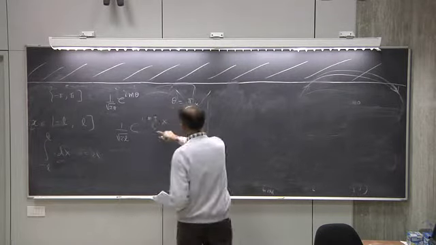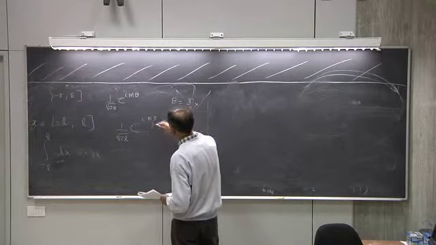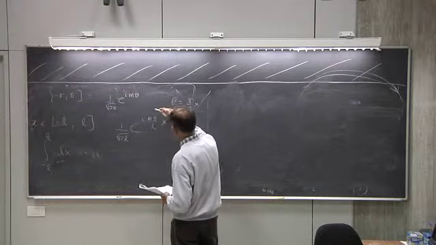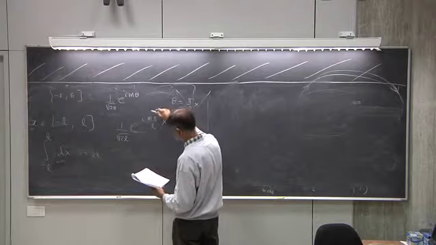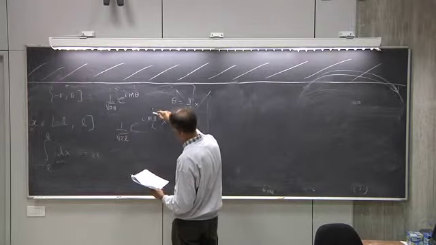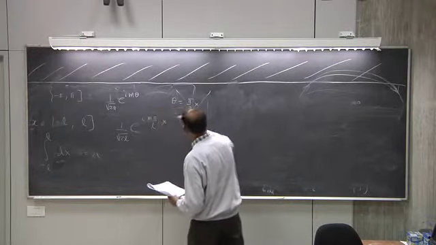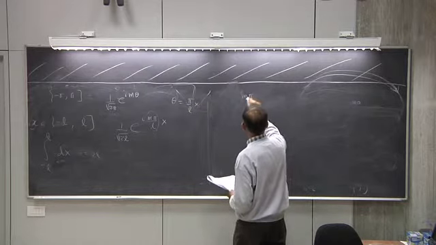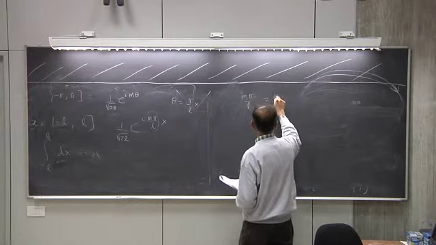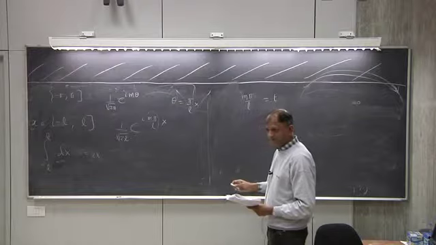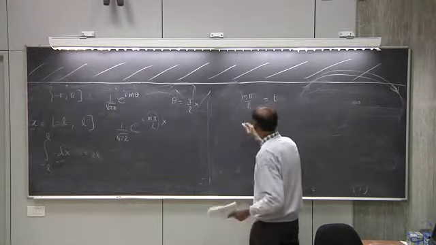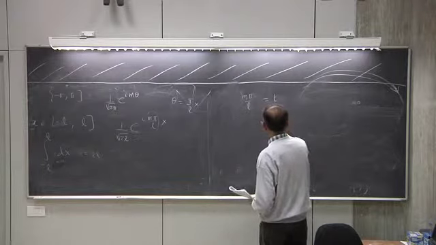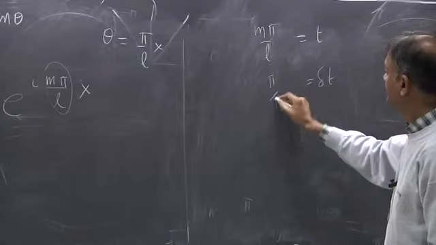So if L is going to infinity, we can rename: you can call this whole thing m pi by L, call this t. And delta t is simply pi by L.